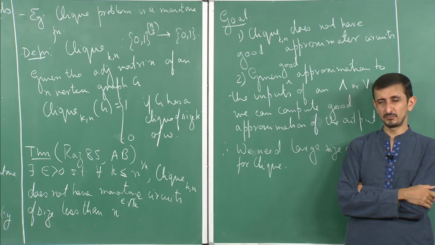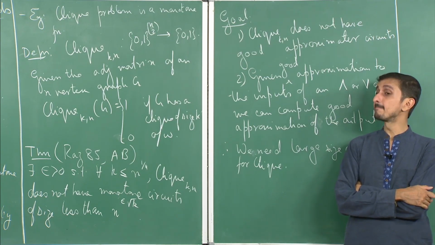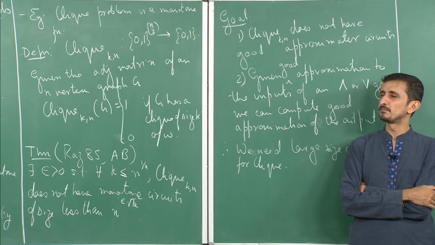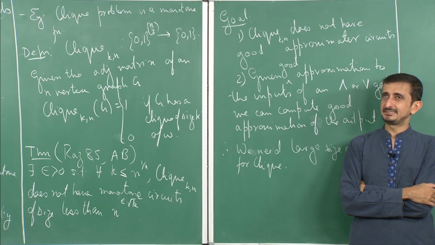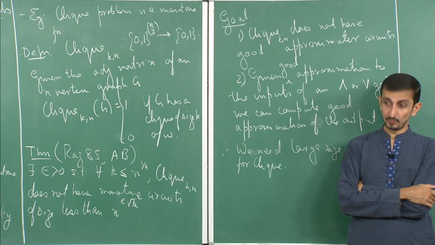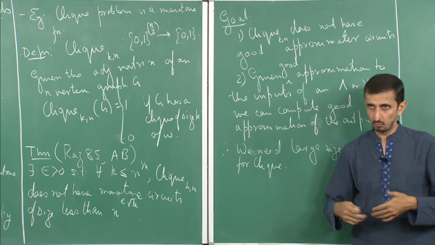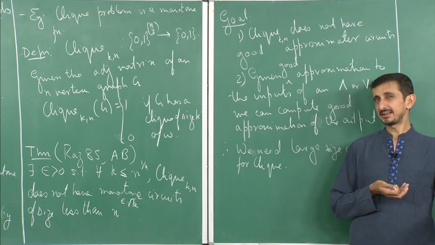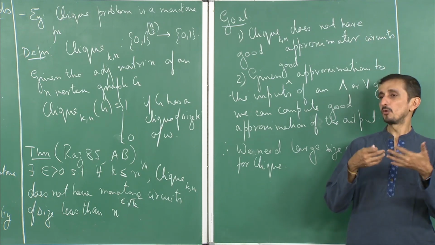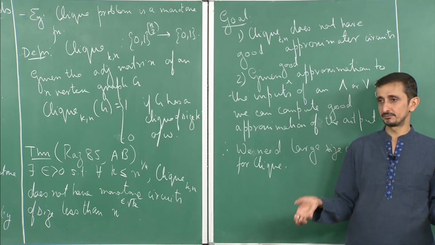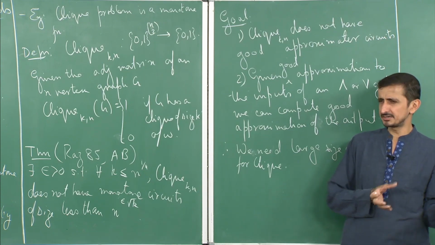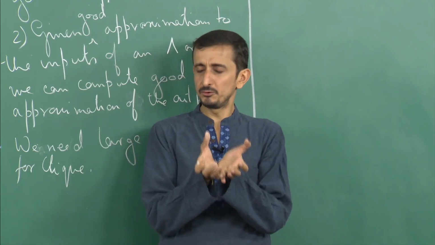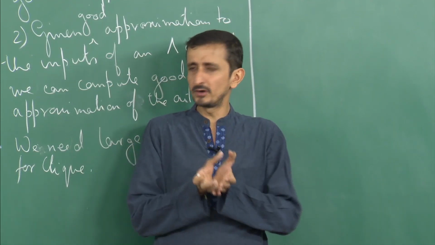So, only if you have approximation to the input do you get the output, and the other direction is not clear. I mean, if you have a good approximation to the output gate, that does not mean you will have good approximation for the input. So, it is one direction, but one direction is good enough for us: that given good approximation to the input gates, you will get good approximation for the output gate. That is good enough for us.